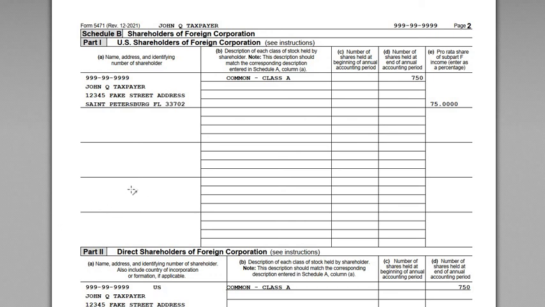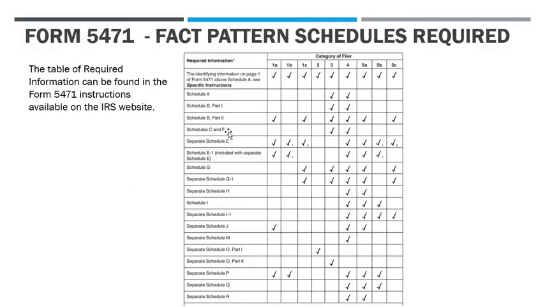Okay, so for this video, we're moving on to Schedule B, Parts 1 and 2 of the 5471. As a reminder of the required information chart, if we look back at this, you can see here Schedule B Part 1 and Schedule B Part 2. When are these required? Well, they're required when you have a Cat 1A filer, 1C, or Cat 3, 4, 5A, or 5C. You'll recall in our case, our U.S. person, John, he basically hits all of these, right? So he's the 1A, 2, 3, 4, and 5A. So he's got to do Part 1 and Part 2 of Schedule B.